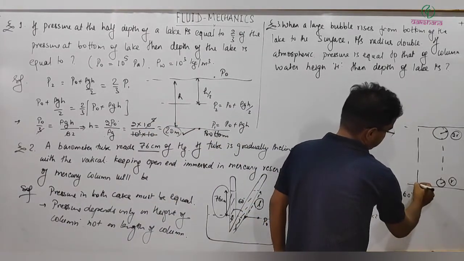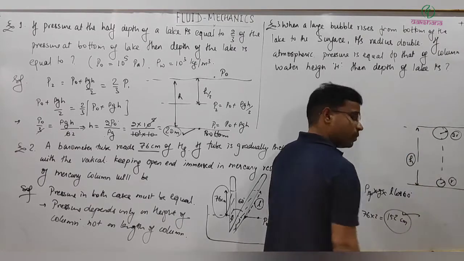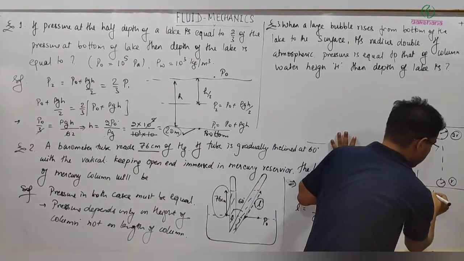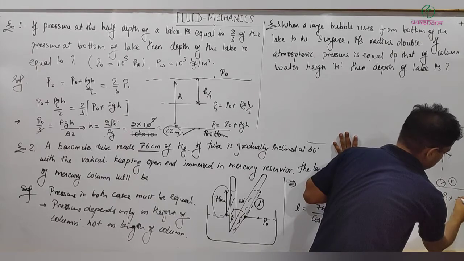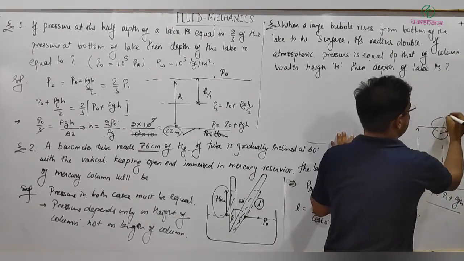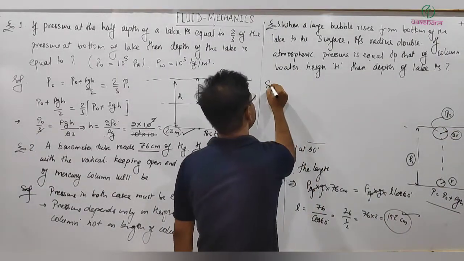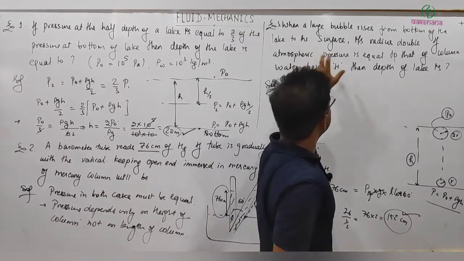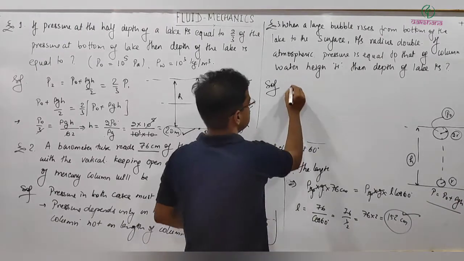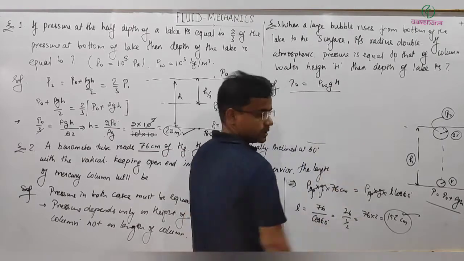So here, let's say the height of this lake is small h. Then I can write pressure here will be P equal to P naught plus rho g h. And here the pressure, because it's almost in contact with the surface, will be equal to P naught, right? And this is also mentioned, atmospheric pressure is equal to that of a column of water of height H, means P naught is equal to rho water g into capital H, right?